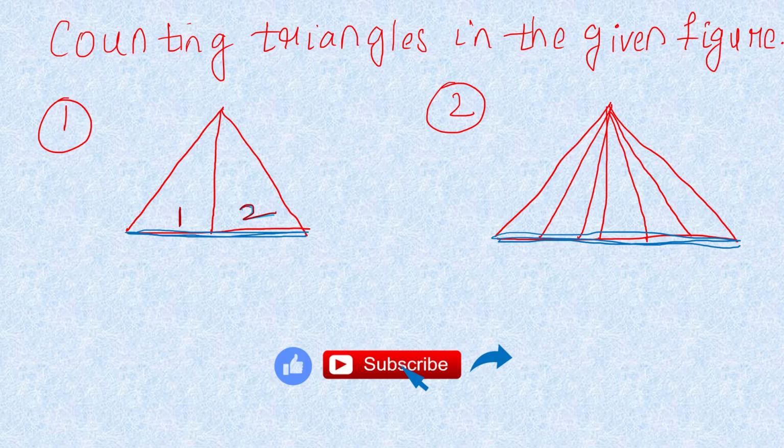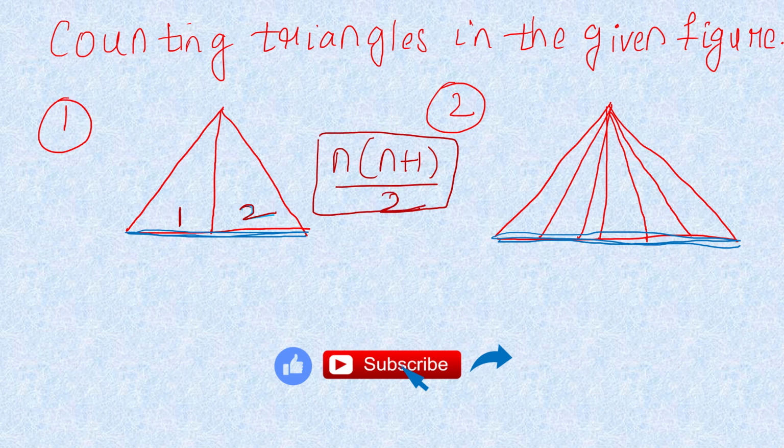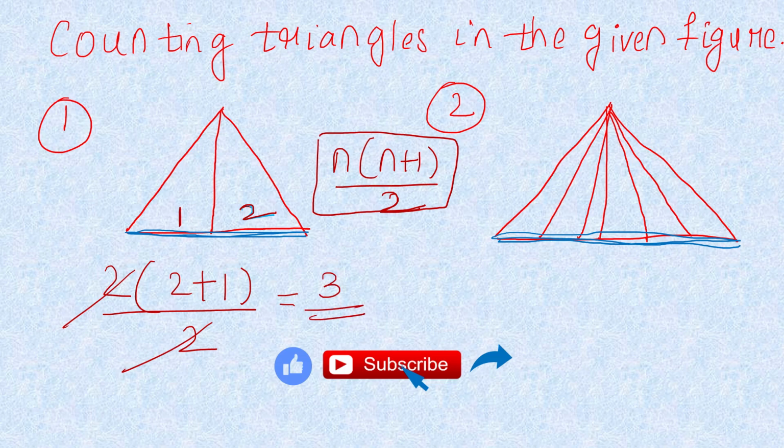So using that formula, now 2 will be the highest number. So using that formula is n into n plus 1 divided by 2. So n is 2, then 2 into 2 plus 1 divided by 2. So how much you will get? 2 plus 1 is 3. So the number of triangles in the first figure is 3. So whenever you see the figure in this shape, directly you can see that the number of triangles is 3.